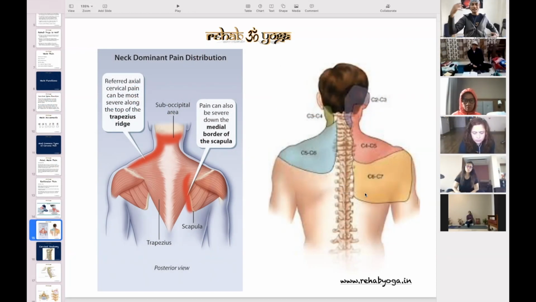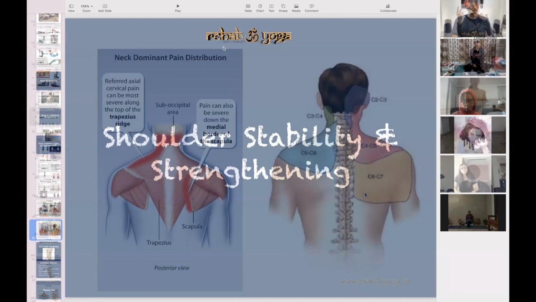So whenever you get these kinds of referred pain, you can easily see that, okay, these vertebrae are giving me some trouble. Okay, because of this movement, I'm getting these troubles.